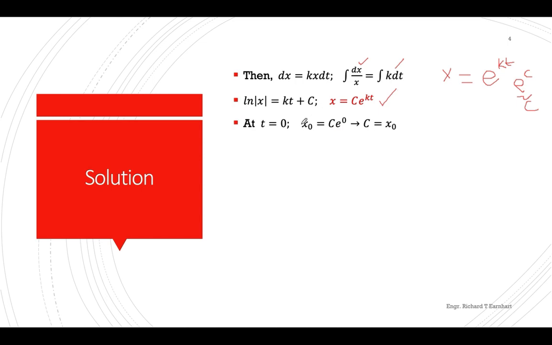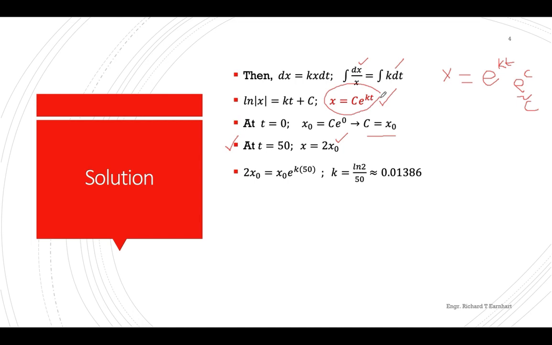And then at the initial condition, your c is always equal to the initial condition. So just substitute here, e to the 0, and x is the initial condition, x sub o. And then using one condition, that after 50 years the population is doubled, substitute in the general solution, taking c equals x sub o.